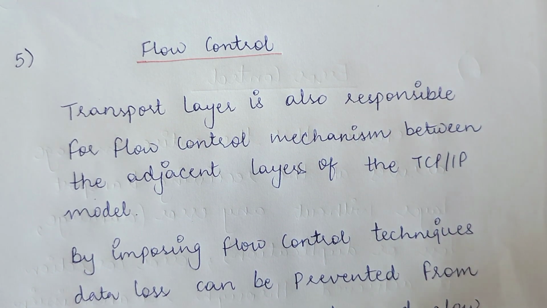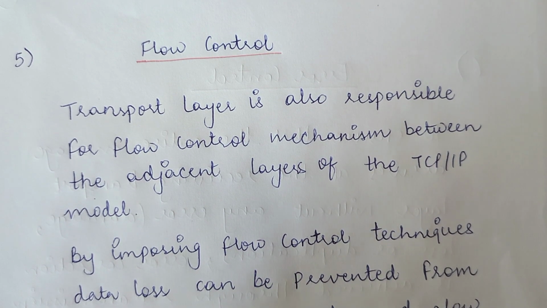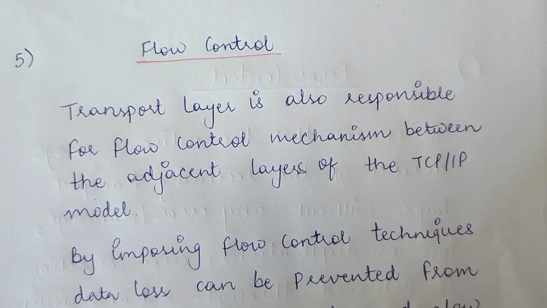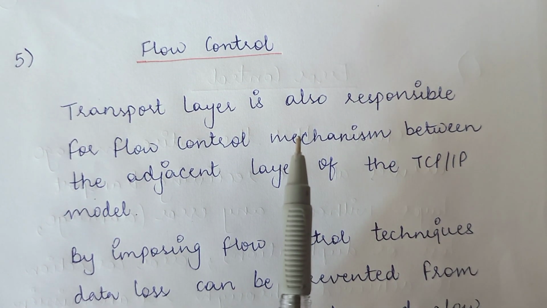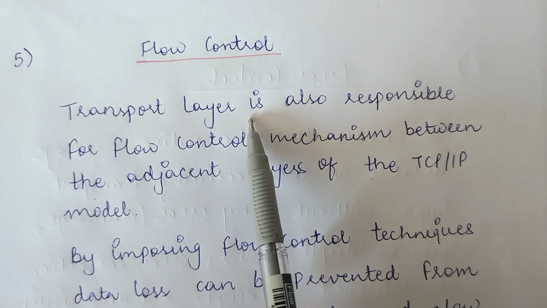There is a possibility that the sender has a higher speed and the receiver has a slower speed. So if a sender has a higher speed, it'll transmit the data at a much higher rate, and if that rate is higher than what the receiver can receive and process, then the receiver will be swamped and a lot of data will be dropped or wasted. So we do not want to swamp the receiver. Basically, we do not want the loss of data. For this reason, flow control is used, which is provided by the transport layer.